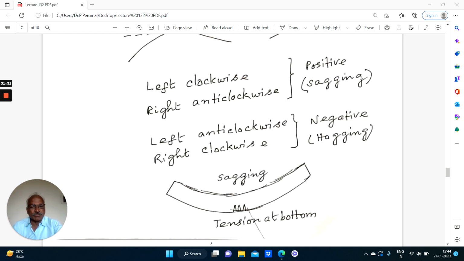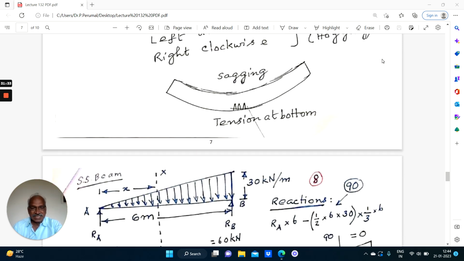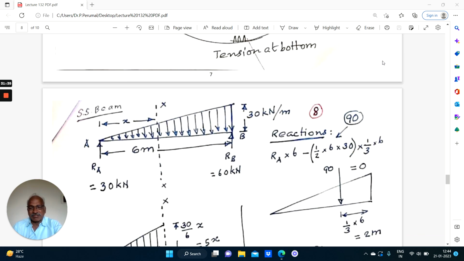The individual will have to become strong in the basics, right? We will take the next problem. The next problem is that of a simply supported beam subjected to uniformly varying load. Previously we discussed UDL and the point load. Now UVL, uniformly varying load.